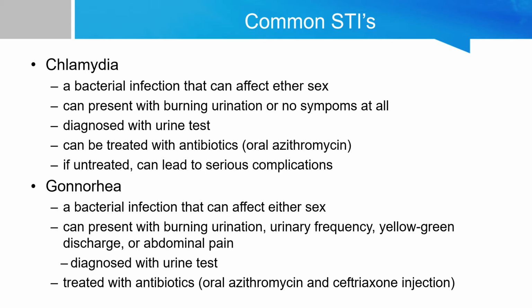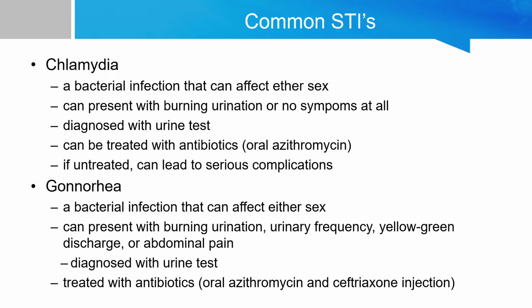Chlamydia is a bacterial infection that can affect either sex, and can present with burning urination or no symptoms at all. Chlamydia can be diagnosed with a urine test. Unlike other STIs, chlamydia can be treated with antibiotics and cured. However, if chlamydia goes untreated, it can lead to some serious complications, such as scarring, infertility, and urinary problems.